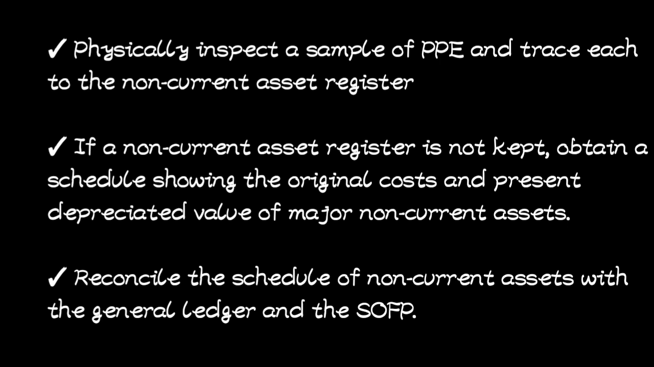So here are the main documents that we are dealing with. We have the asset register, then we have the non-current asset schedule, then we have the general ledger, and then the statement of financial position. So you just keep comparing those documents and then reconciling. Reconcile the schedule of non-current assets with the general ledger and then statement of financial position to see if figures are the same. And if they're not the same, you investigate the differences.